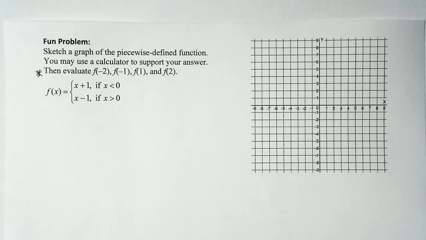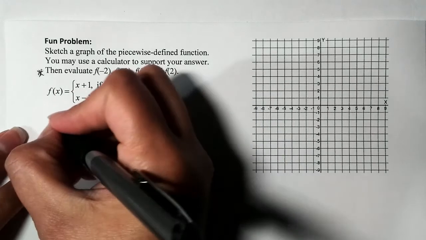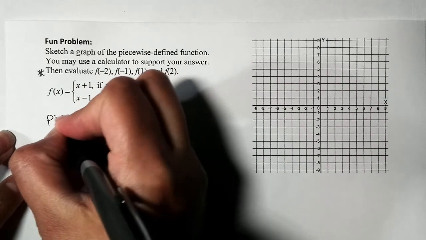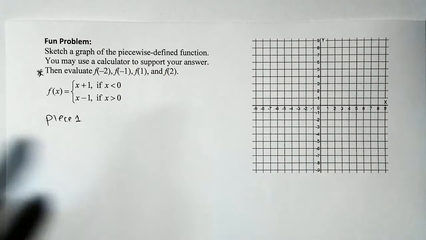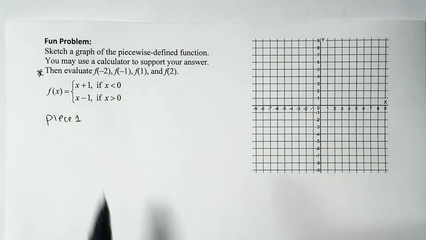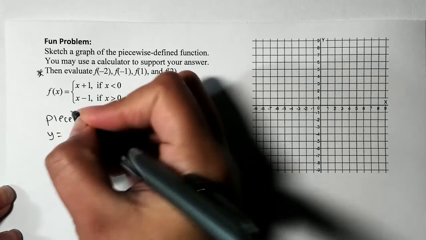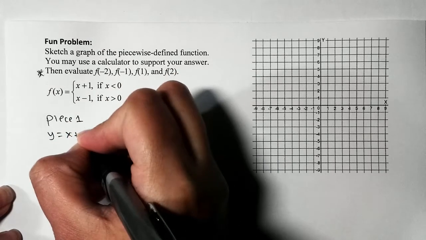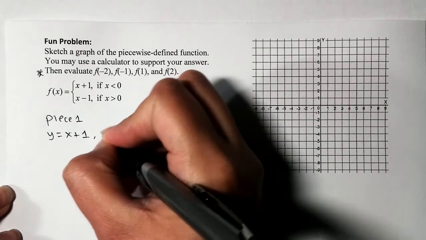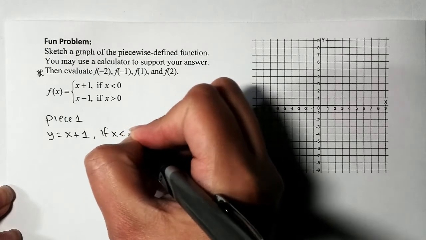I like to speak to myself a lot on paper. If I don't have a paper trail, I will forget. So let me go ahead and write piece 1. And how is the first piece defined? So we have f of x equals x plus 1. With your permission, we're going to take a small pause on function notation. So we have y equals x plus 1. And then I'll write down the domain: if x is less than 0.